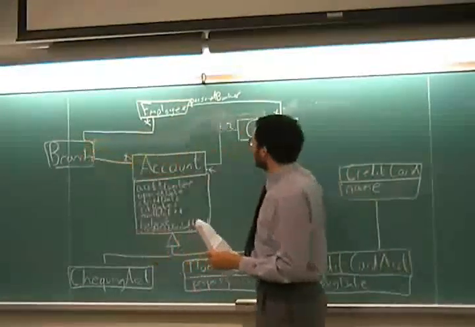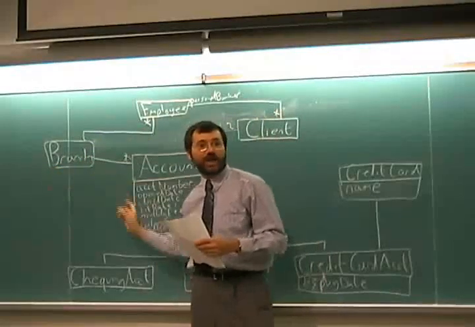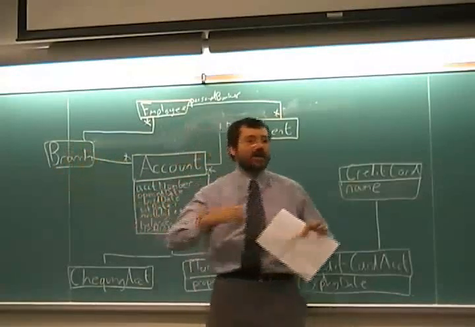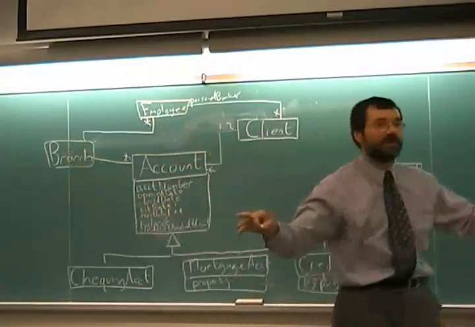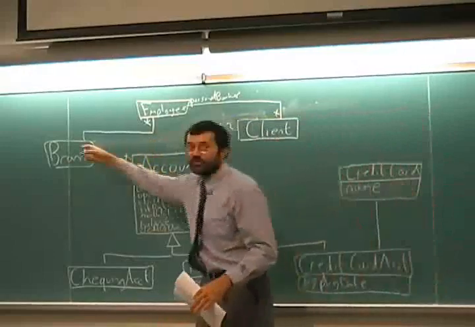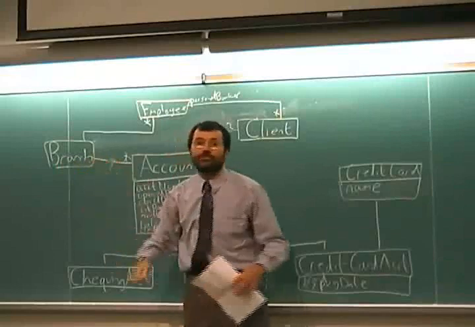But the problem with that is that a client can be associated with many branches, whereas an account is uniquely tied to a given branch. So I can open bank accounts in many different branches, and if I took this out, I wouldn't know which account was in which branch. So I definitely need to have this association here.